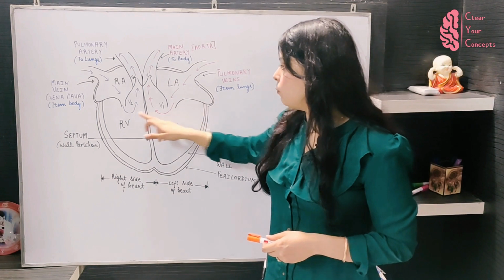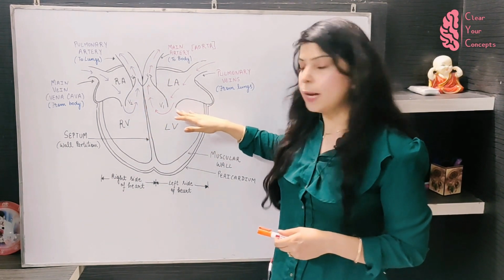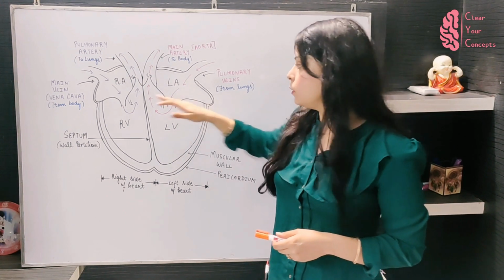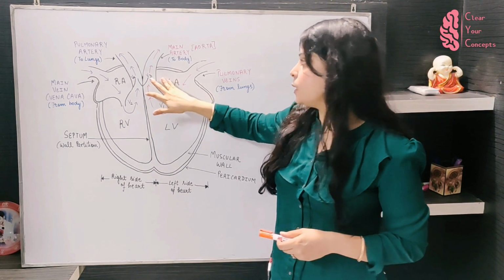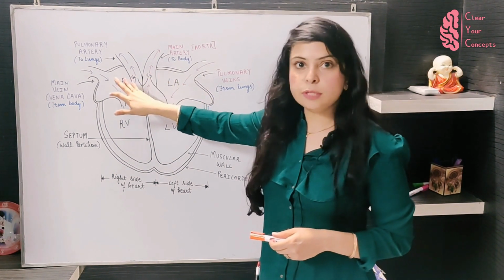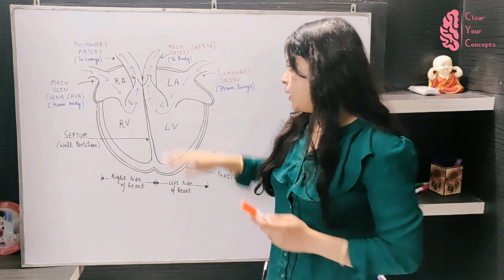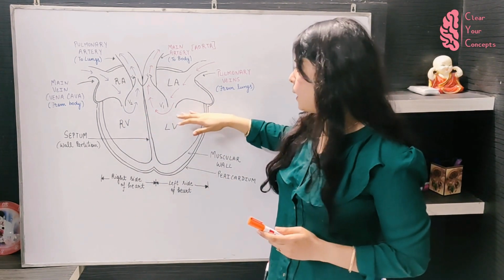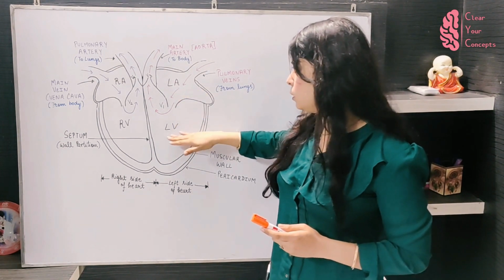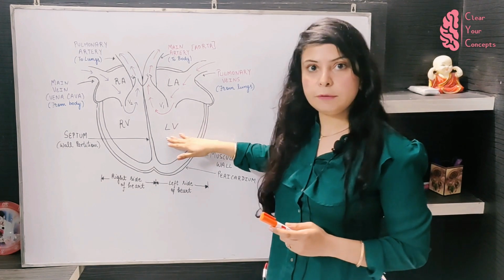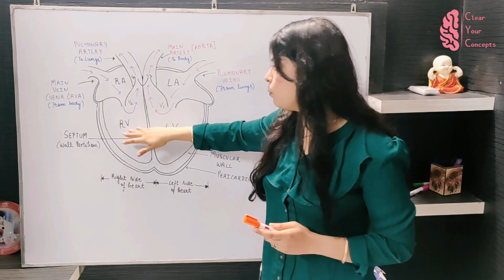Now there are 4 valves in our heart. This V1 valve is the bicuspid or the mitral valve. This V2 valve is the tricuspid. V3 is the aortic valve and V4 is the pulmonary valve. Now let us first understand these 2 valves. The bicuspid valve separates the left auricle from the left ventricle, and the tricuspid valve separates the right auricle from the right ventricle.